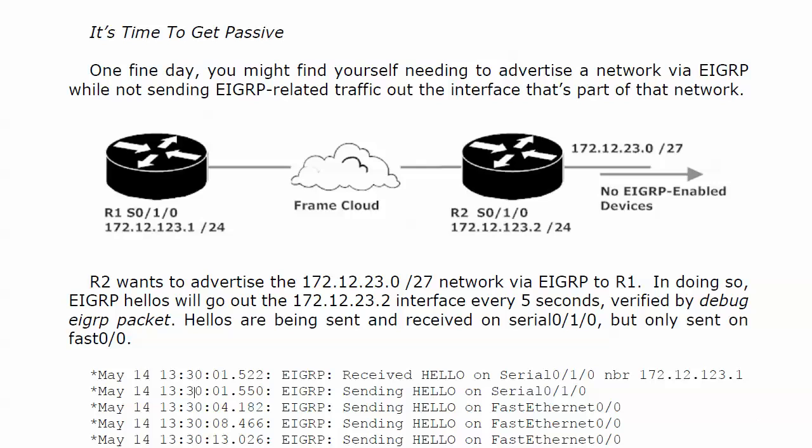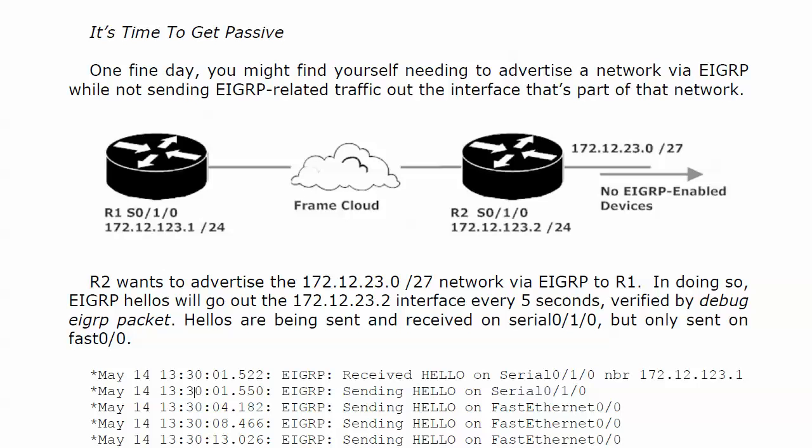We're going to use part of our network for this next particular feature demo, and this does pop up on occasion. You might find yourself needing to advertise a network via EIGRP, but you don't want unnecessary traffic going out that same interface. In this particular case, the way we have it set up right now, router 1 is using serial 1/0, but that's okay for the interface. It's on 172.12.123.0/24, just like router 2.